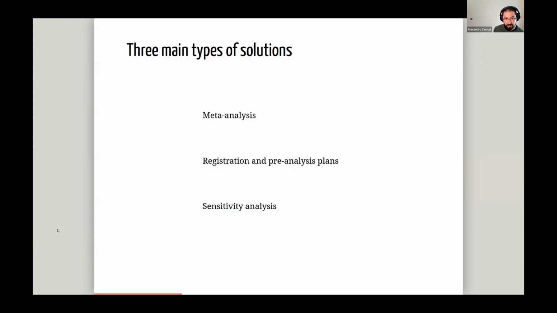So I'm going to talk about three main high-level solutions that we have for this issue. One, I'll talk a little bit about meta-analysis. Then I'll talk about registration and pre-analysis plans. And then I'll talk about sensitivity analysis.